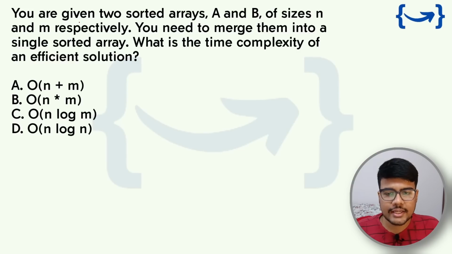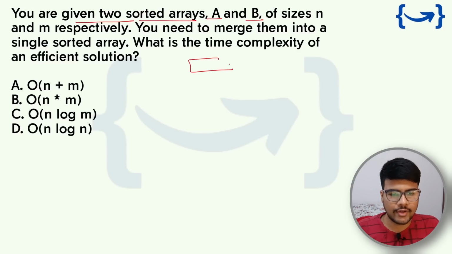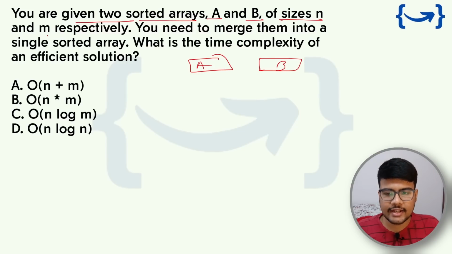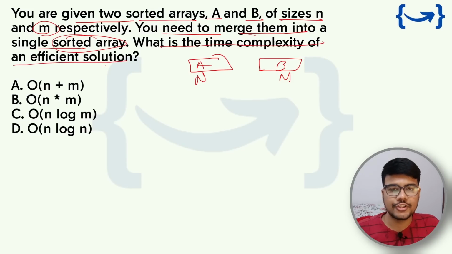You are given two sorted arrays, A and B. We have an array A and an array B which are sorted, of size n and m. You need to merge them into a single sorted array. What is the time complexity of an efficient solution?